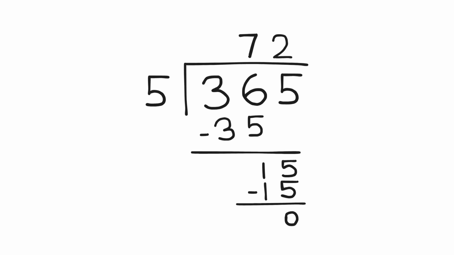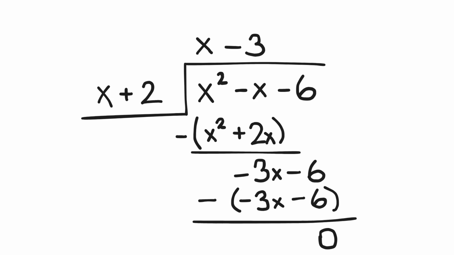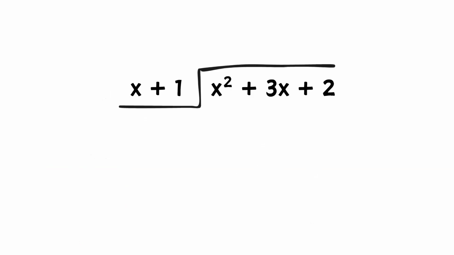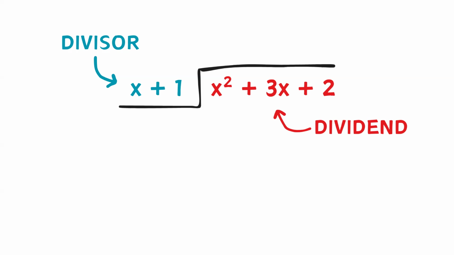Polynomial long division works just like long division with numbers, but instead of digits, we work with terms that contain variables. The best way to explain this is by looking at an example, so let's get right into it. Here, we want to divide x squared plus 3x plus 2 by x plus 1.